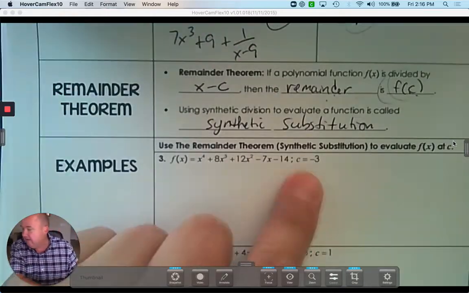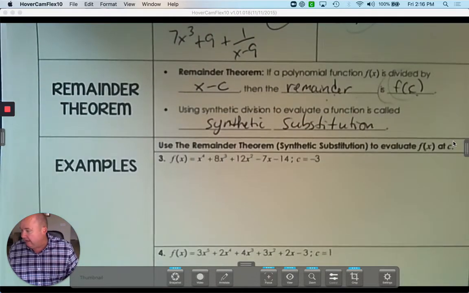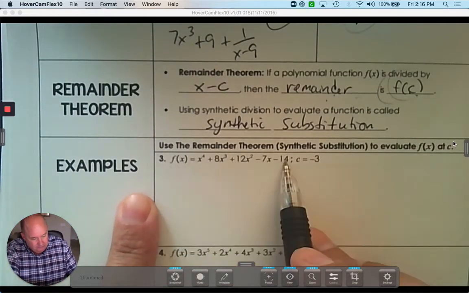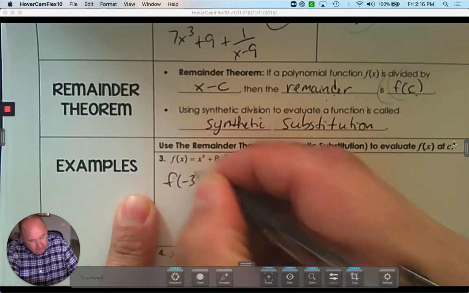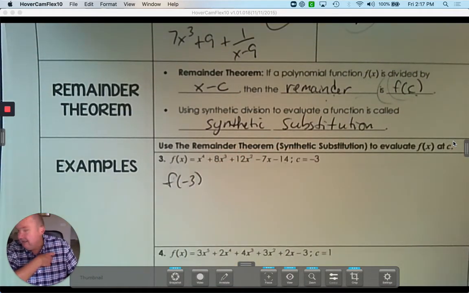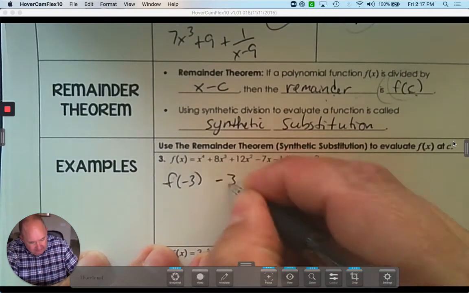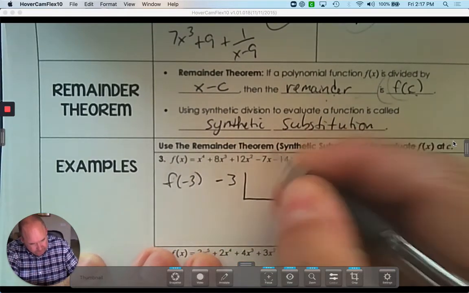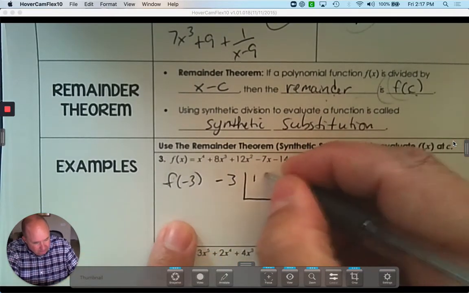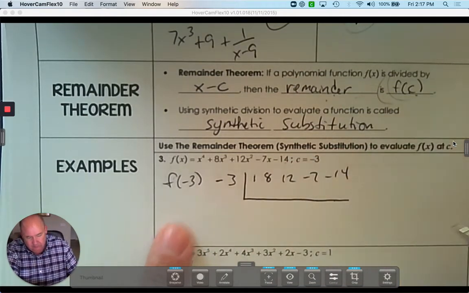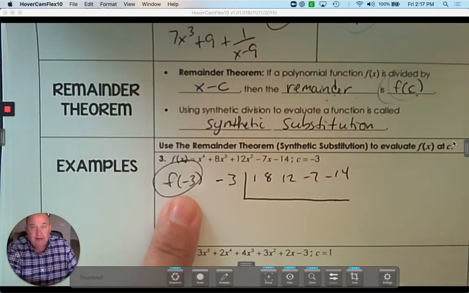Using synthetic division, can you evaluate this? So I want to do synthetic division. I want to know this answer, f at -3. So in order to do that, I'm going to take -3, and I'm going to use synthetic division and find the remainder for the answer. So this is my goal, f at -3.